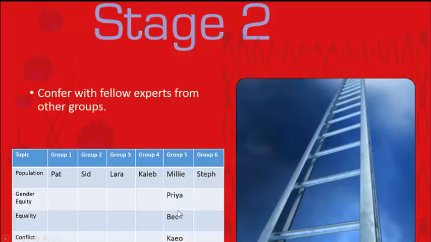But now in this stage 2, I want everybody who's done population, so it might be, and this is just an example, all these guys, Pat, Sid, Lara, Caleb, Millie and Steph, they get together and they confer and share to make sure that they've got the right idea, they've got enough information, they've got good bits of graphs, tables and diagrams and all that sort of stuff. So you're well armed, ready to go.